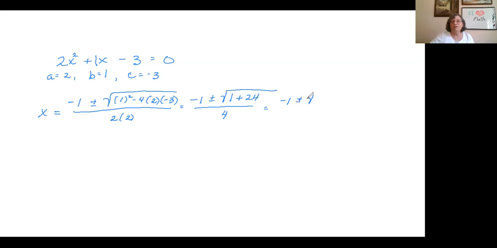Negative 1 plus or minus the square root of 25, over 4 would be negative 1 plus or minus the square root of 25 is 5, over 4. And since it came out of the radical, we need to split it up.